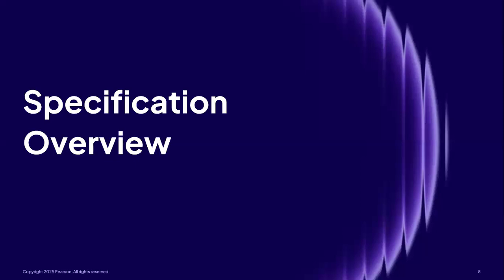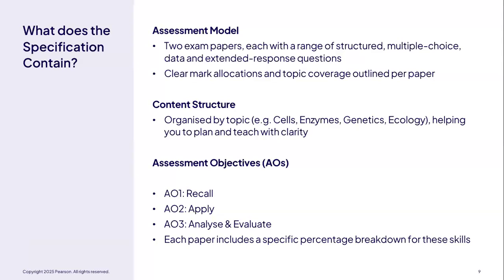So we're going to start off by having a look at the specification and the way it will be assessed. So the specification contains details of the assessment model, the content structure, and the assessment objectives. And the assessment model for Modular is that there will be 2 exam papers. Each will have a range of structured multiple choice data and extended response questions. And there will be clear mark allocations and topic coverage will be outlined per paper.